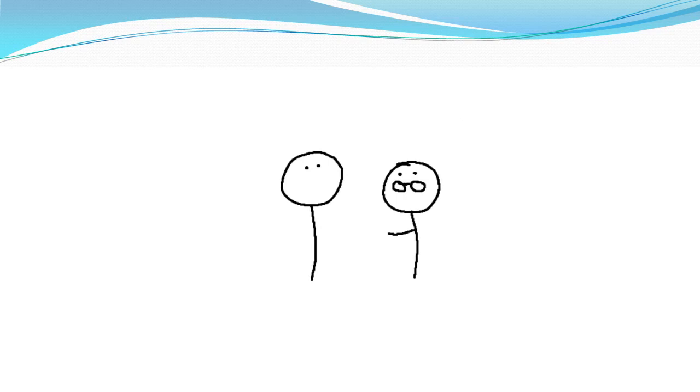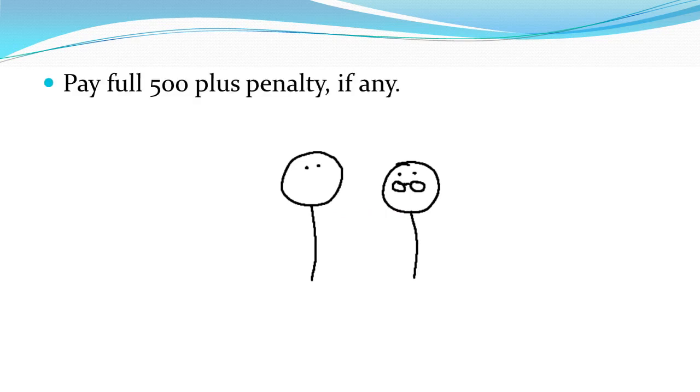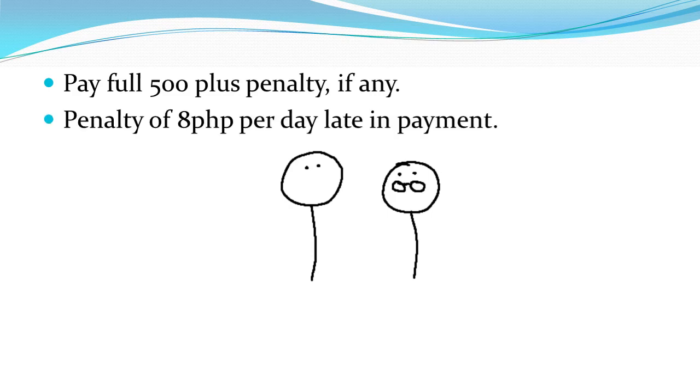So the second guy on the right whips out his money, and very excitedly, the first guy gets the money, 500 pesos. Before they went on their own merry ways, they agreed that the first person should pay 500 pesos back plus penalty, if any. And they also agreed that the penalty would be 8 pesos per day late in payment, just as much as the minimum fare in the jeepneys.